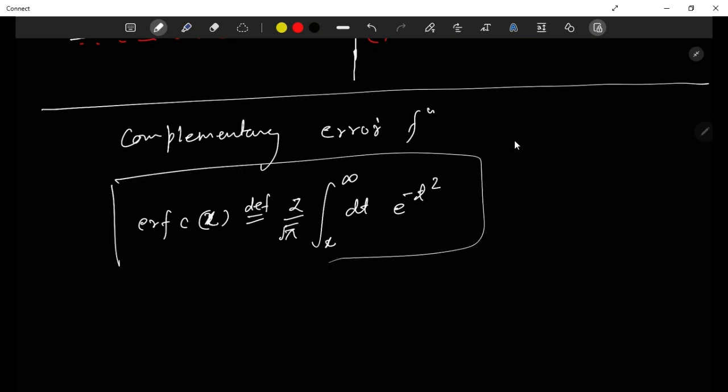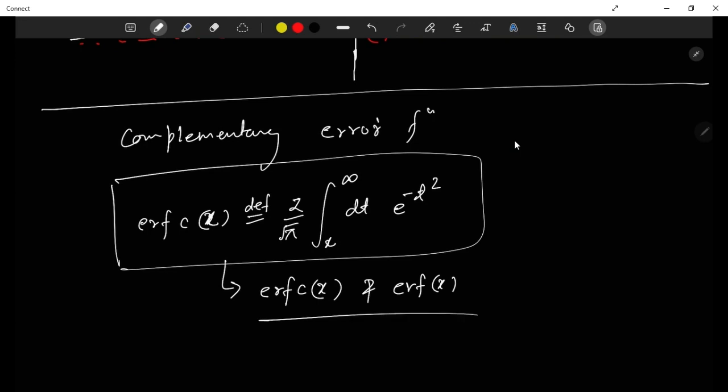If you get the relation between the complementary error function and the error function, it will be good for you. Solve this exercise and find the relation between the complementary error function and the error function.